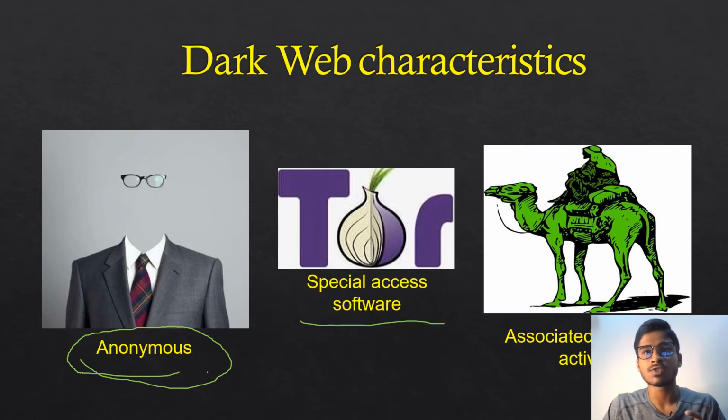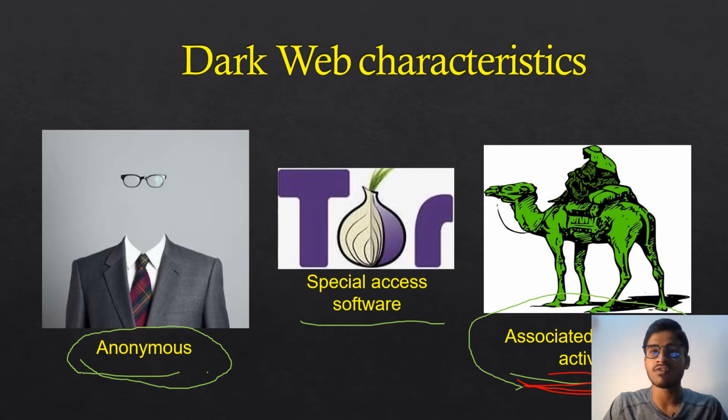And it's also associated with illegal activities. The dark web is always associated with illegal activities. If anyone stays anonymous, illegal activities are common in that place. In the same way, Tor, meaning the dark web, is also one such platform where if anyone is anonymous, then they can do any illegal activities. So it's commonly associated with illegal activities.